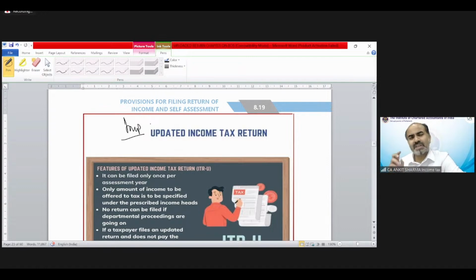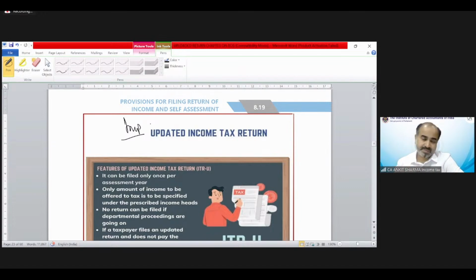Then what is the difference between revised return and updated return? Under a revised return, you can revise anything. You can increase your income, you can decrease your income. You can claim loss, you can leave loss. You can claim refund, you can pay tax. It's upon your choice. But under an updated return, there are some restrictions.